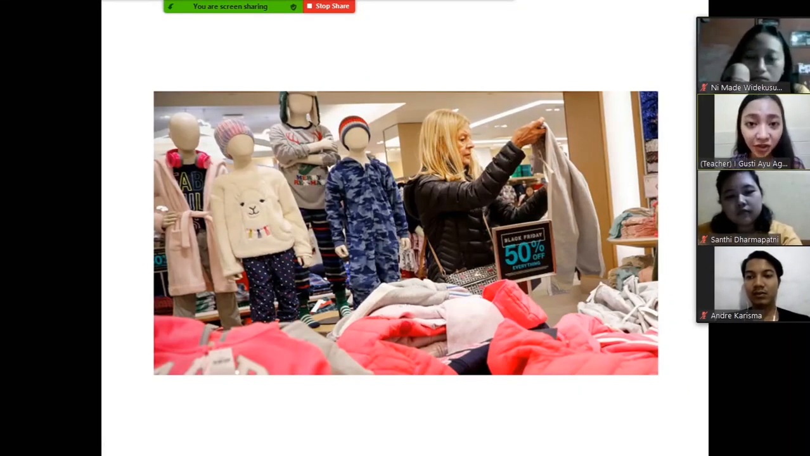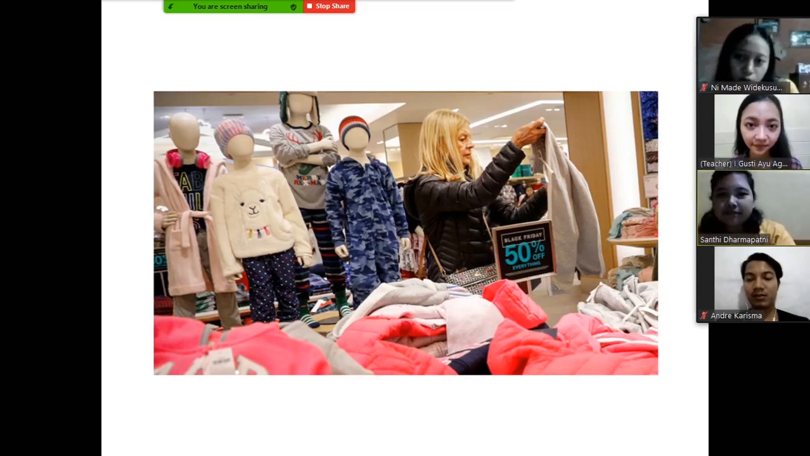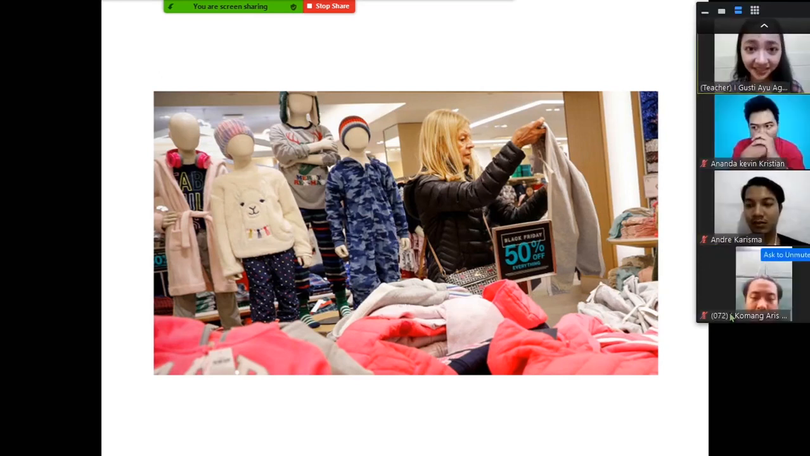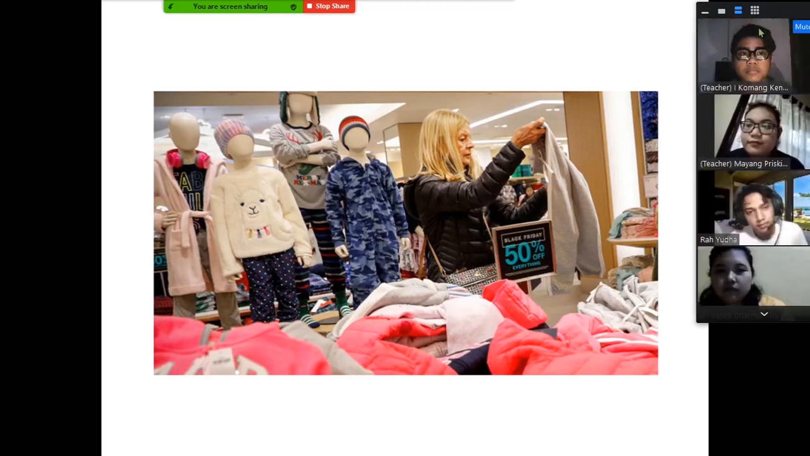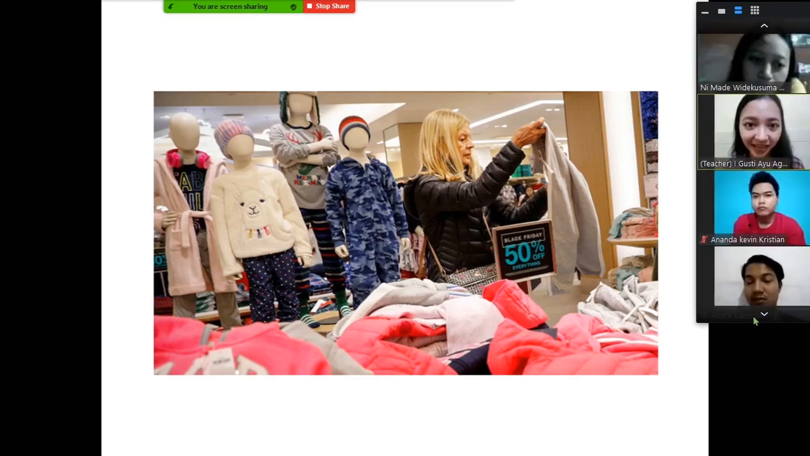All right, student, please take a look at the slide. What do you see there? The woman is shopping for clothes. That's right. It seems that the woman wants to buy clothes. Now I want to ask one more question. What do you usually buy when you go shopping? How about Santi? I usually buy snacks. All right, thank you for sharing.